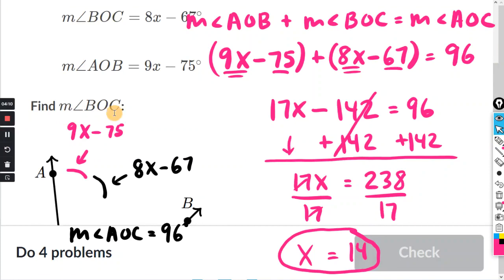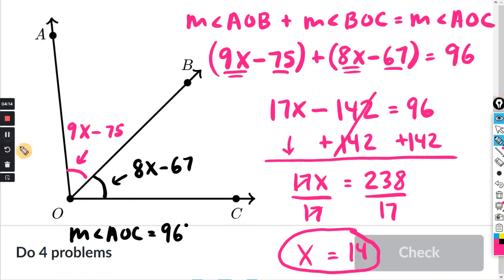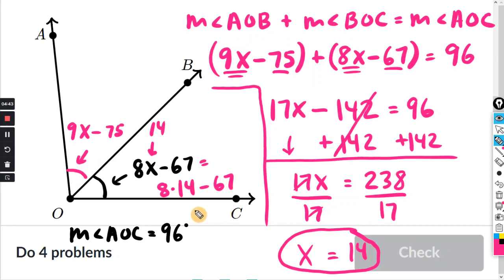They asked us to find the measure of angle BOC. So this one right here is BOC. We have to plug in the x. And we said x was 14. So that is going to equal, let me make some room here, 8 times 14, 8 times 14 minus 67. And I'll do this on the calculator.